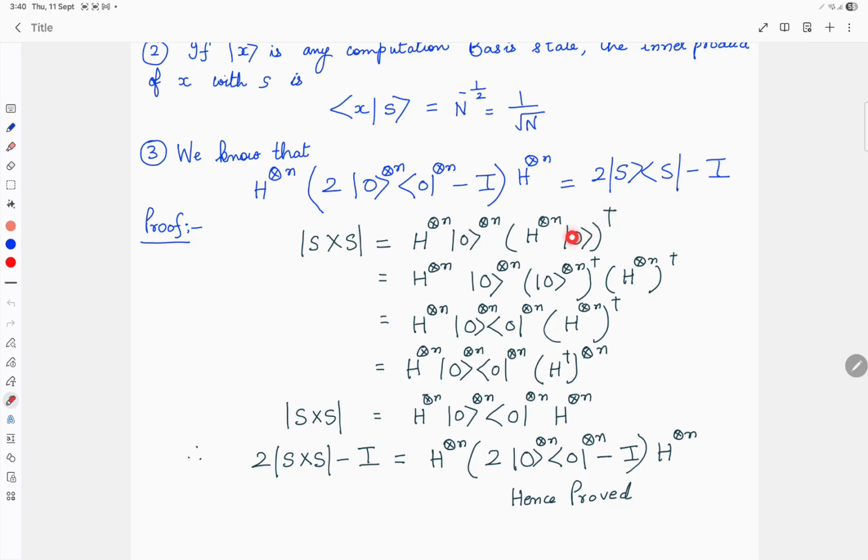So if we try to solve this, you have to apply here the property that the adjoint of the Hadamard is actually equal to the Hadamard gate. When you apply that property and do a little bit of manipulation, you will be able to achieve the full operator equal to the all 0 state operator, twice the outer product of the all 0 state minus I, and applying the Hadamard on the left and the right.